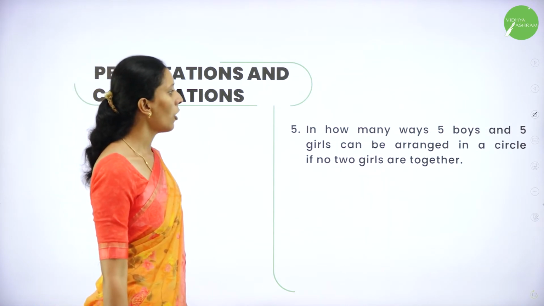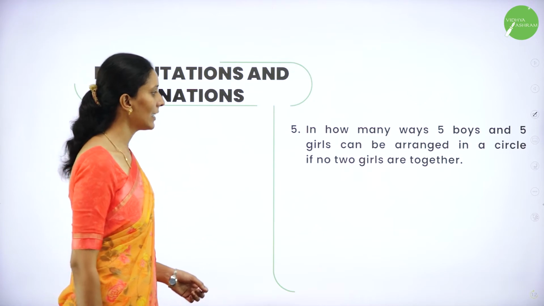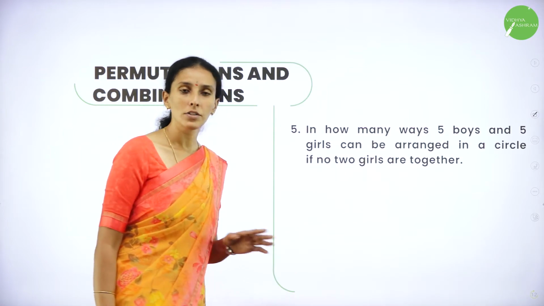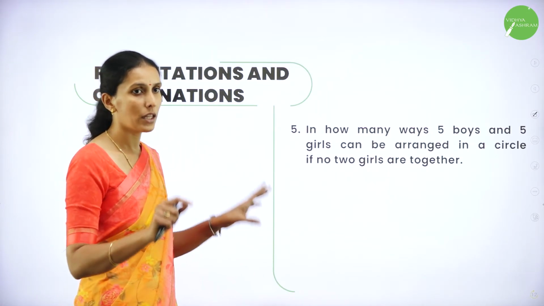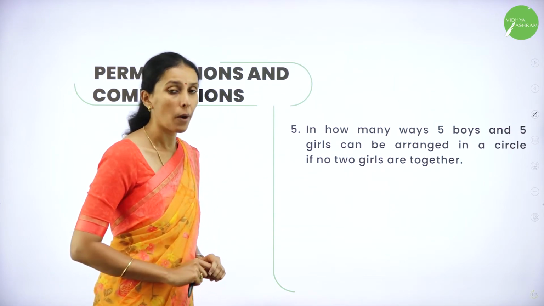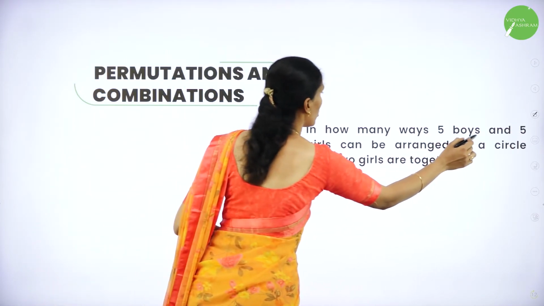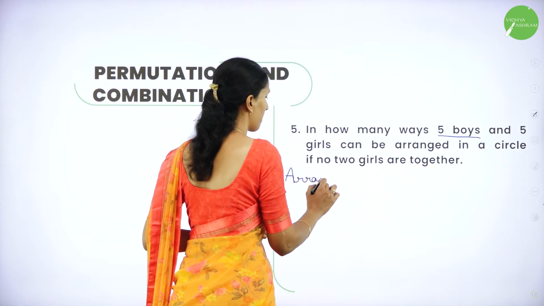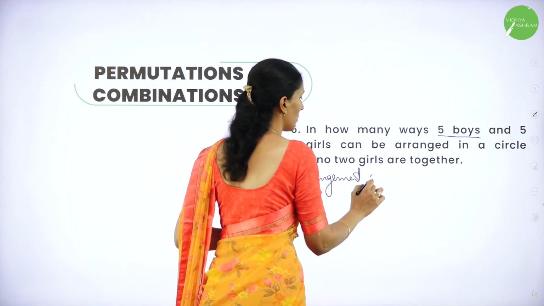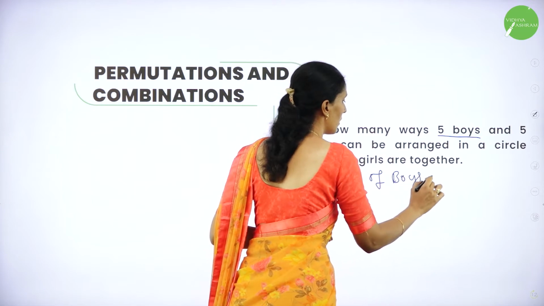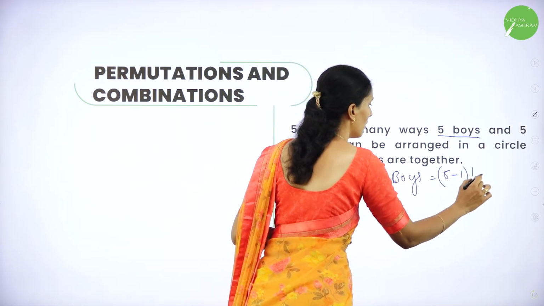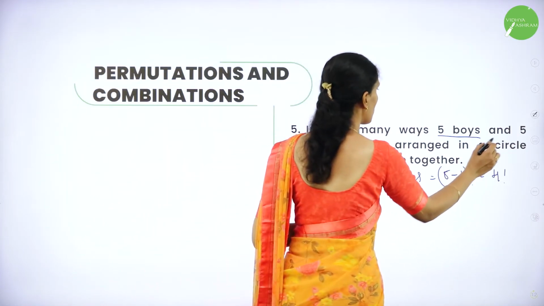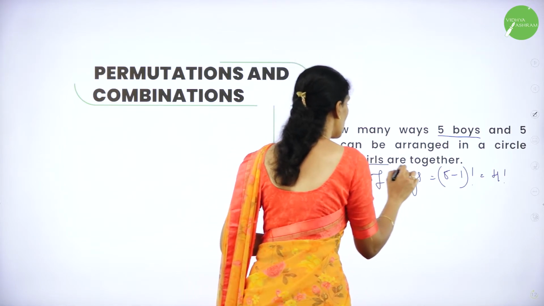Next question. In how many ways can 5 boys and 5 girls be arranged in a circle if no 2 girls are together? No 2 girls together means they have to be between the boys. So let me arrange the boys first. The arrangement of 5 boys will be 5 minus 1 factorial, which is 4 factorial. Now here comes the question: what about the arrangement of 5 girls, with no 2 girls together?